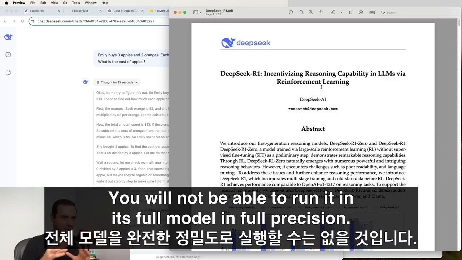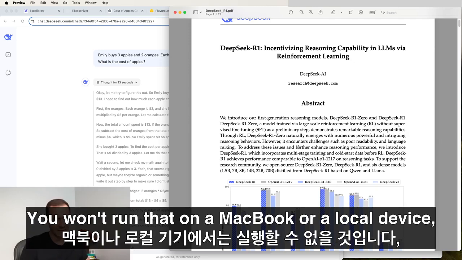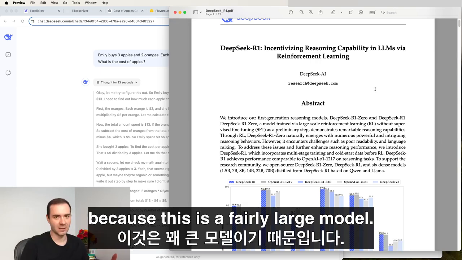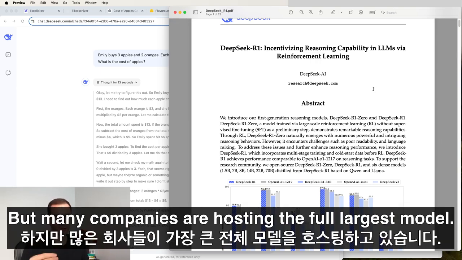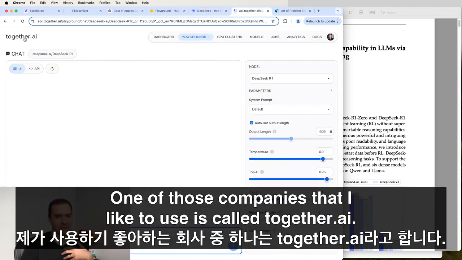You will not be able to run the full model in full precision. You won't run that on a MacBook or a local device, because this is a fairly large model. But many companies are hosting the full largest model. One of those companies that I like to use is called Together.ai.